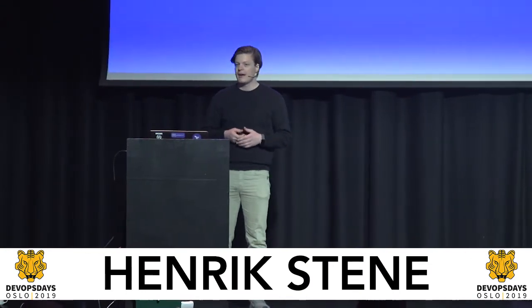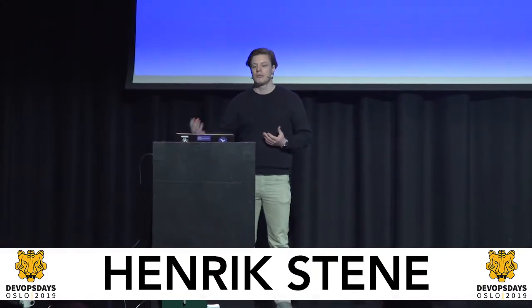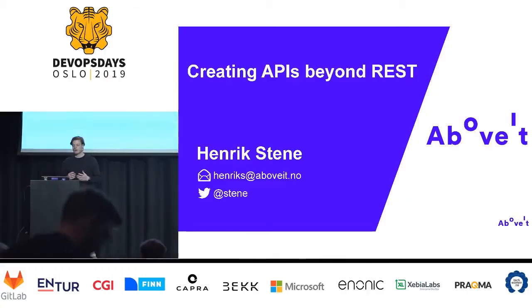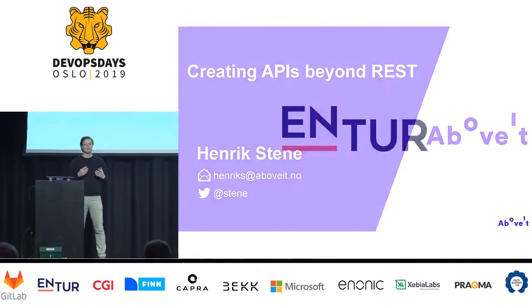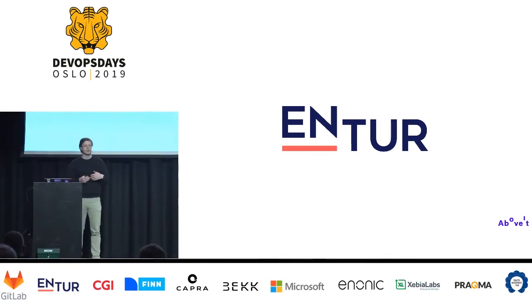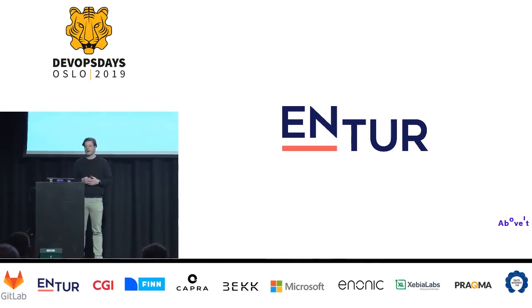I'm a technology manager at a small consultancy agency called Above It. And I'm here today to talk to you about how you can create APIs that go beyond REST. So this is actually an experience talk where I want to show you how we use Kafka at Entur. Entur is a Norwegian firm that is building one single API for finding and buying trips with public transportation. They're currently offering tickets with buses, trams, boats, and trains in Norway.